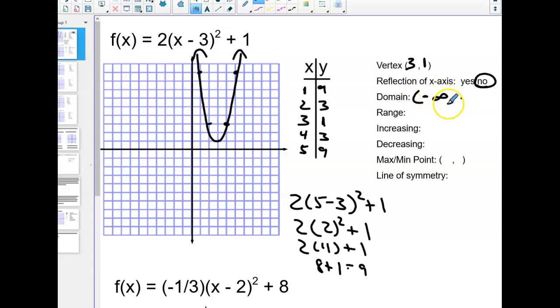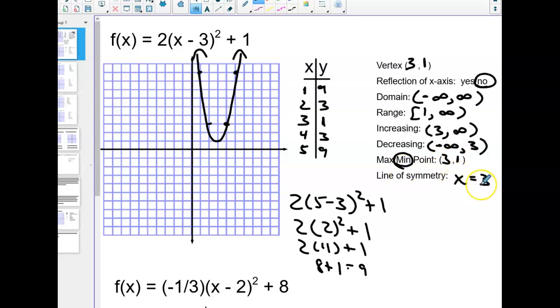Domain, negative infinity to infinity. Range, we're going from 1 to infinity. So it's a bracket around the 1 to infinity. It increases from my vertex to the right. So from 3 on the x-axis to infinity, it increases. Therefore, it's decreasing from negative infinity to 3. It's a minimum point because it's opening upward. And the line of symmetry is always x equals the x coordinate.